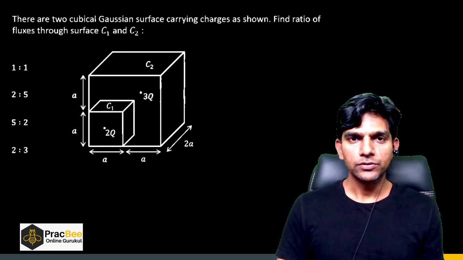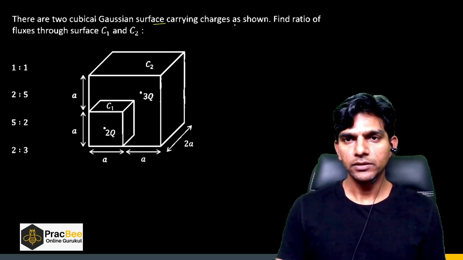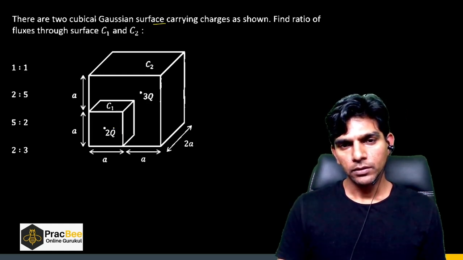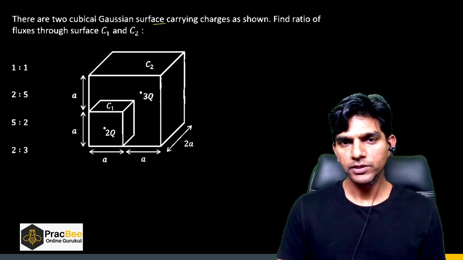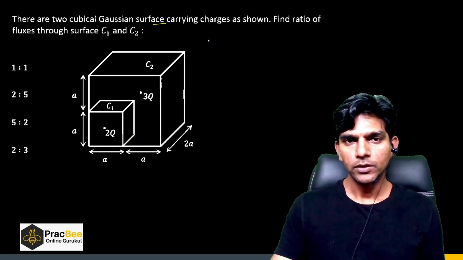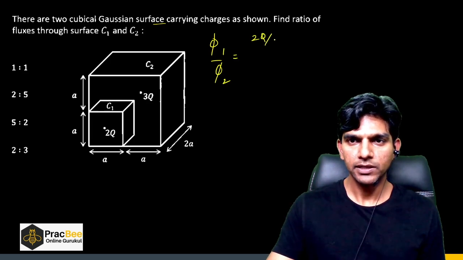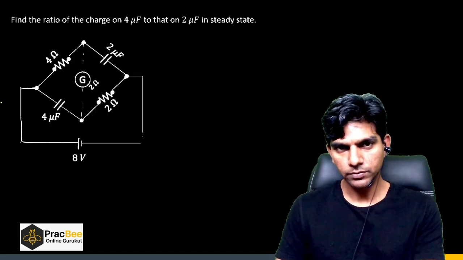Next question is from electrostatics, Gauss's law. So there are two cubical Gaussian surfaces carrying charges as shown. Find the ratio of flux through the surfaces C1 and C2. Now if you look at the charge enclosed by C1, it is 2q, and the charge enclosed by C2 is 2q plus 3q. So phi 1 by phi 2, phi 1 will be 2q by epsilon naught and phi 2 will be 2q plus 3q by epsilon naught. So it will be 2 by 5. So 2:5 is the answer of this question.